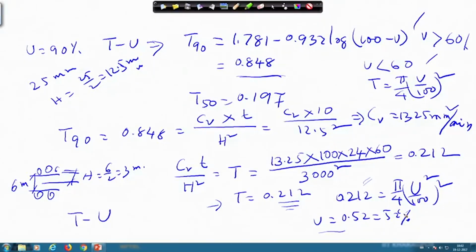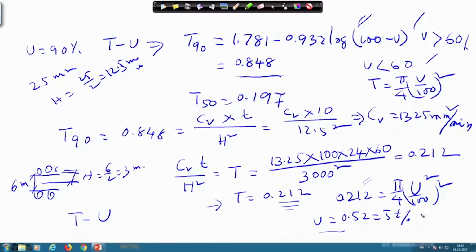So, it is within 60%. If by this assumption U had come out more than 50 or 60, then your assumption was wrong. In that case I could have equated 0.212 with this equation and got U from there, but I do not have to do this because it has matched already. So, U becomes 52%. That means, for the C V value of the soil, with drainage on both sides in 100 days, how much consolidation will take place?